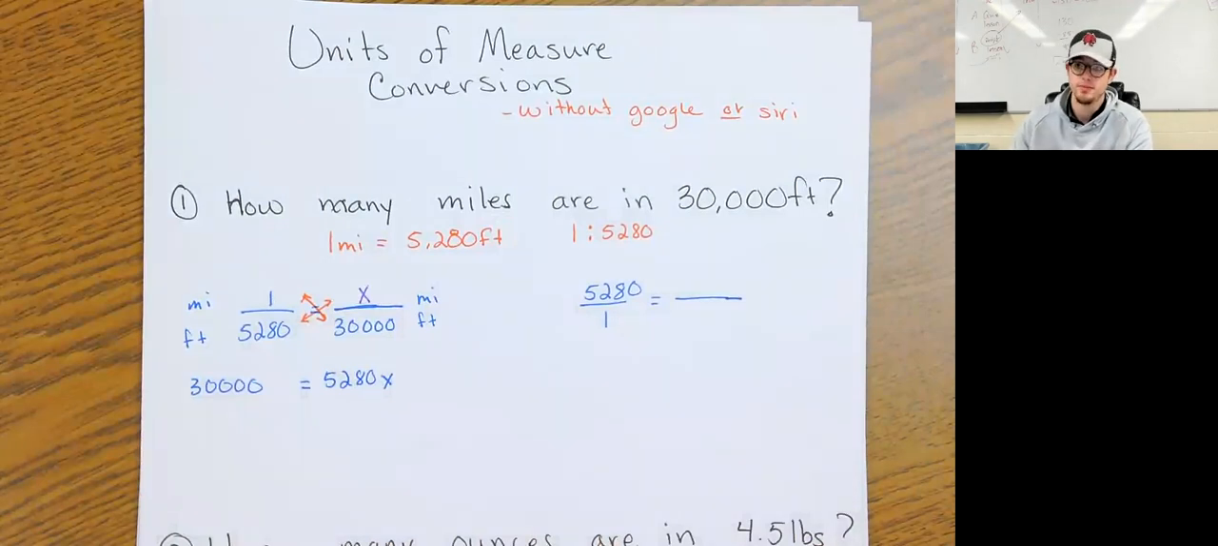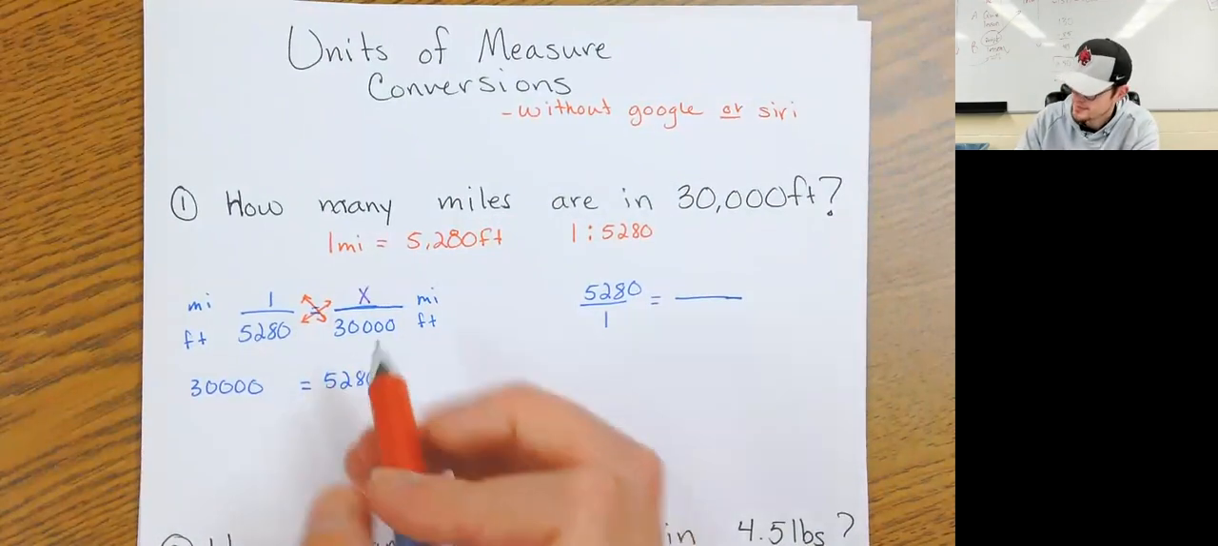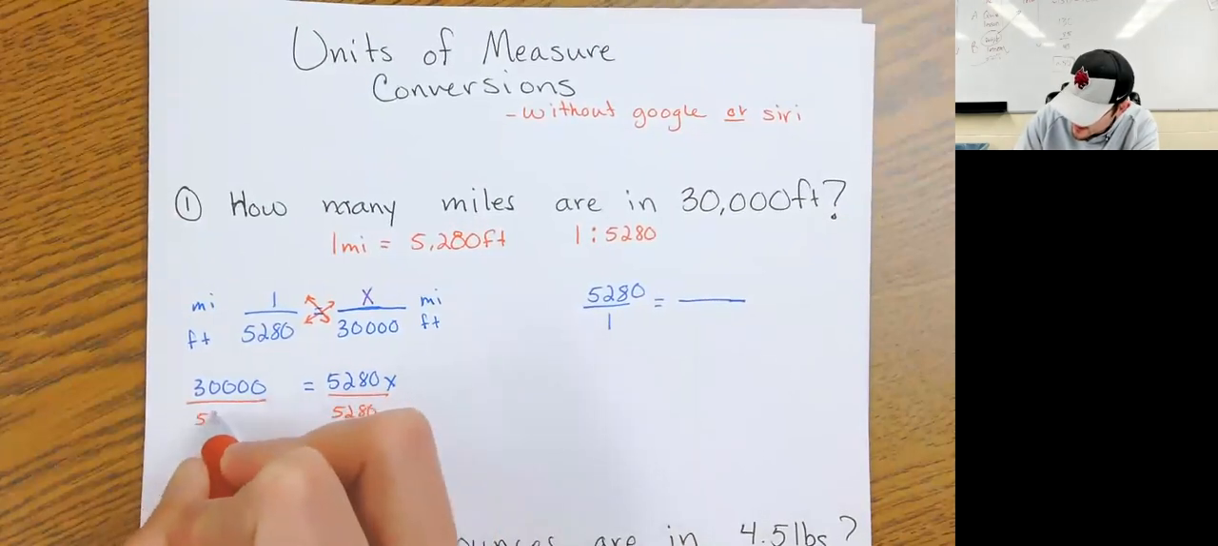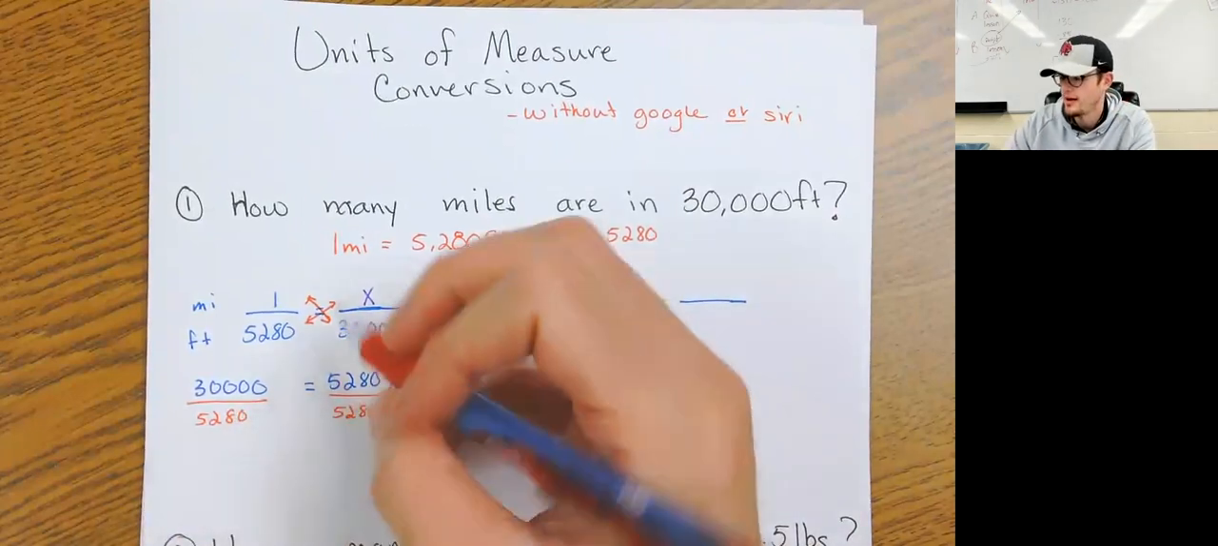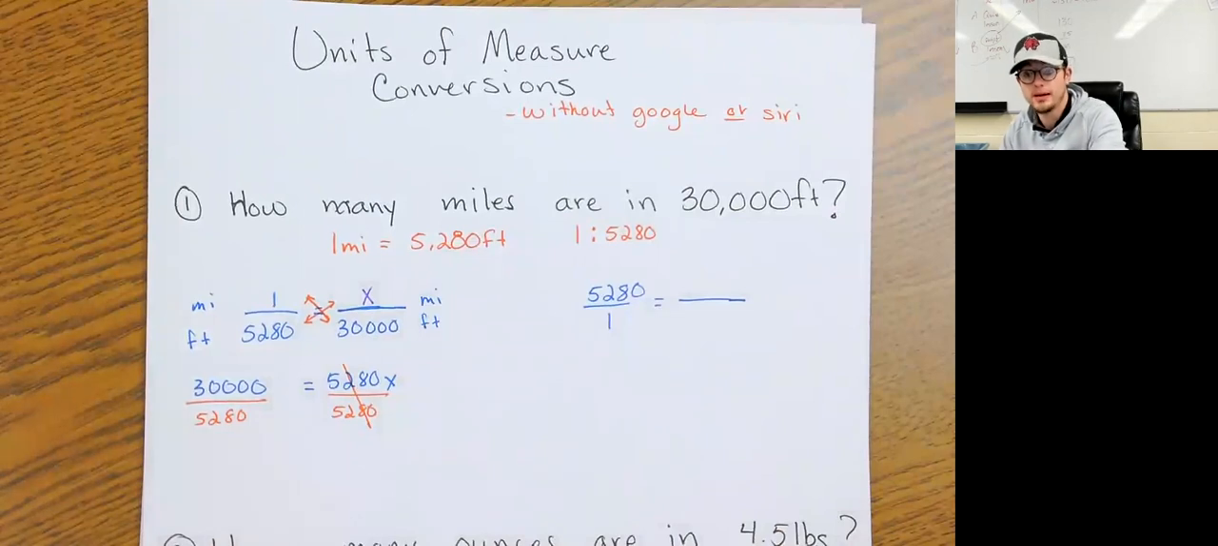Now, the next phase to solving this is I need to cancel out this multiplication. So what inverse operation cancels out multiplication? Division. So I divide both sides by 5,280. Divide this side by 5,280. That cancels out here. So what do I get? I'll pull out my calculator because I don't even know. 30,000 divided by 5,280. We're going to round to 2 decimals.